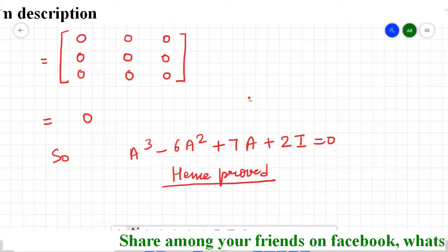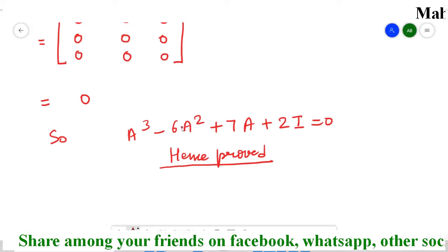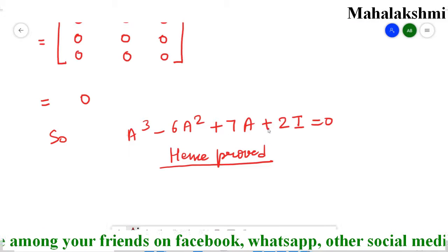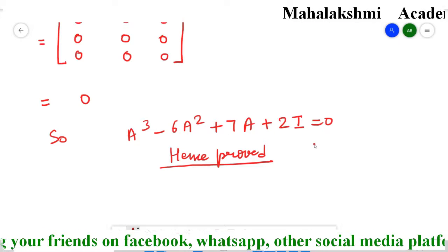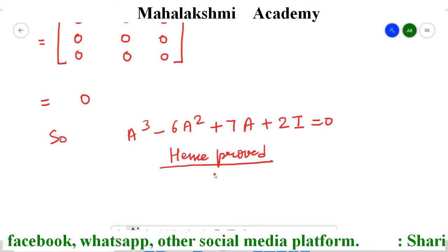So the result which they asked to prove is A cube minus 6A square plus 7A plus 2I equal to 0. So it's proved. So I hope this question is clear to you.